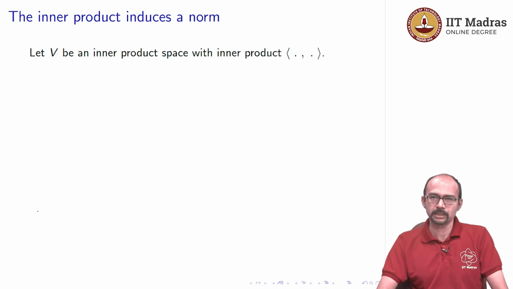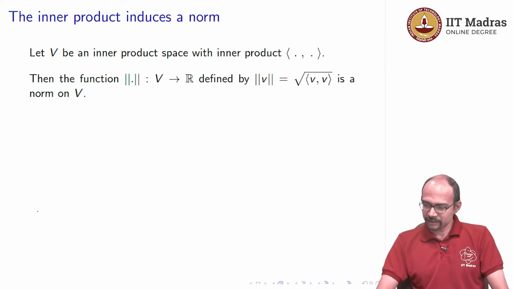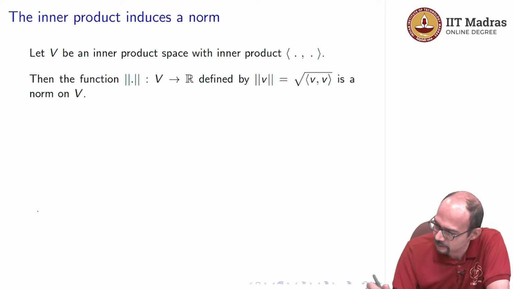So finally, let's explore the relation between the inner product and the norm. So suppose you have V, which is an inner product space. So it has an inner product which we have represented by these angled brackets. Let's define this function. The norm of v is equal to the square root of the inner product of v with itself. Then the claim is that this is a norm on V. Let's work out why this is a norm.